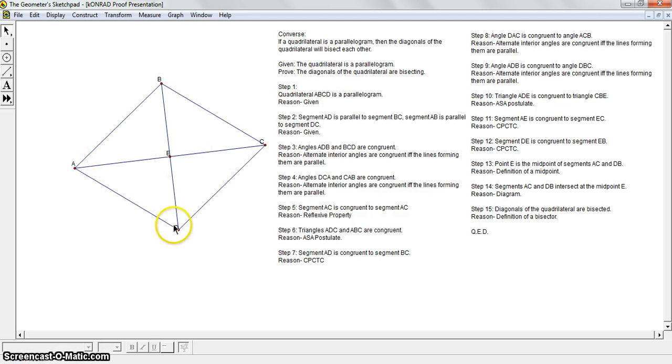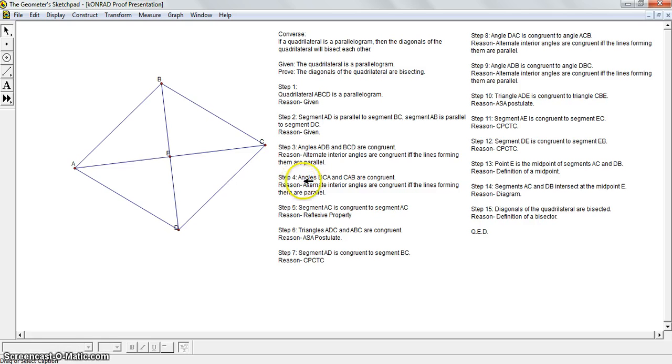Segment AD is parallel to segment BC, and segment AB is parallel to segment DC. And the reason is given because of the conjecture. So now we move on to step 3. So angles ADB and BCD are congruent, and this is because of the alternate interior angle postulate.